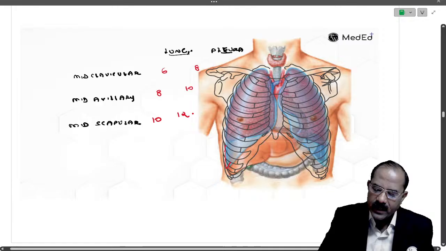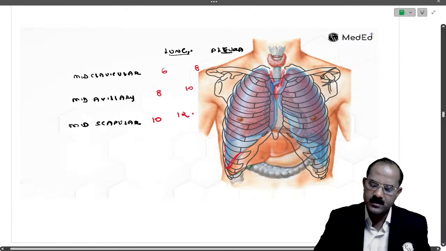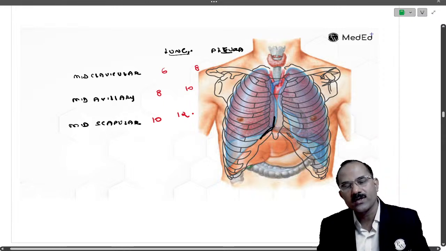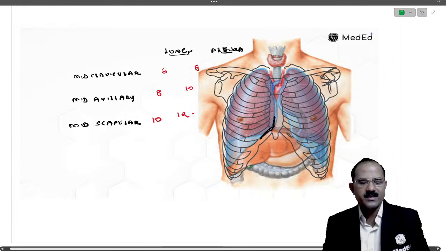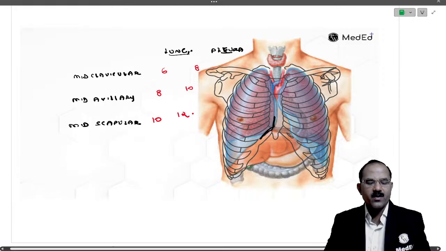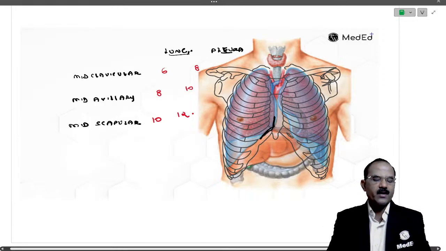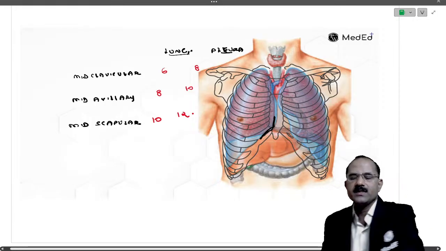What is this recess known as? This is the costodiaphragmatic recess. And what is this recess which is formed here? This is the costomediastinal recess. So two recesses are formed here: the costomediastinal and the costodiaphragmatic recess. These are the two recesses formed here.